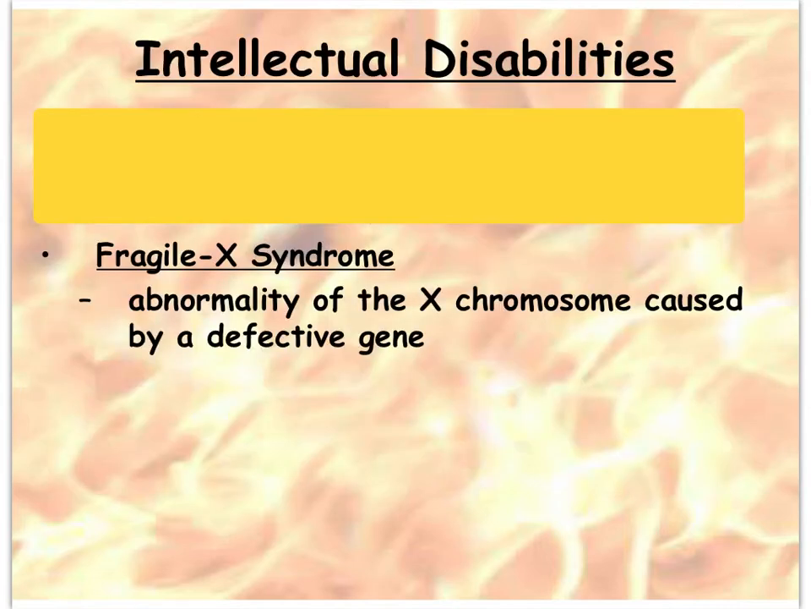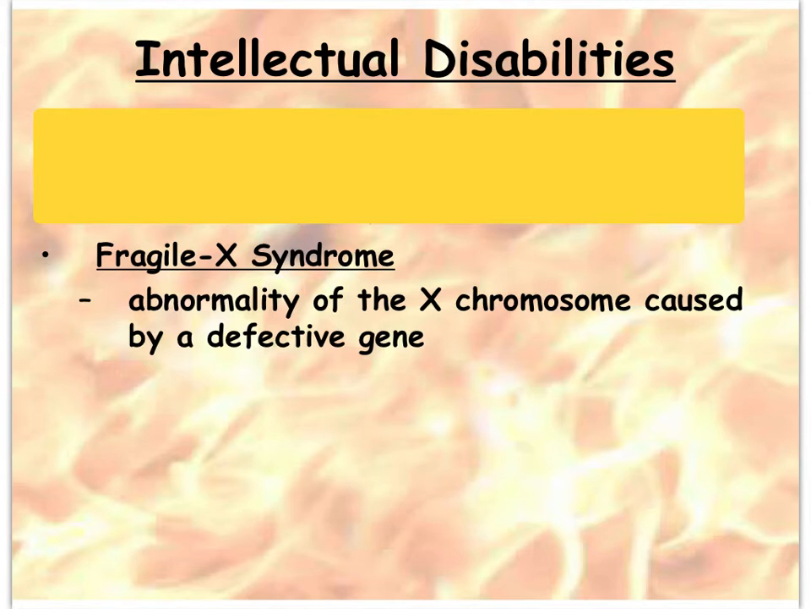Next up, we have Fragile X syndrome. This is an abnormality of the X chromosome caused by a defective gene. So this one is hereditary and genetic, but you're most likely to see Fragile X syndrome in males because males have only one X chromosome, where females have two. This is the most common inherited form of an intellectual disability. So this disorder will affect a person's development. It'll affect a person's behavior and ability to learn. It can affect their ability to communicate.